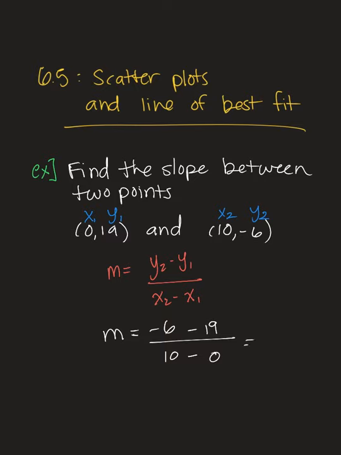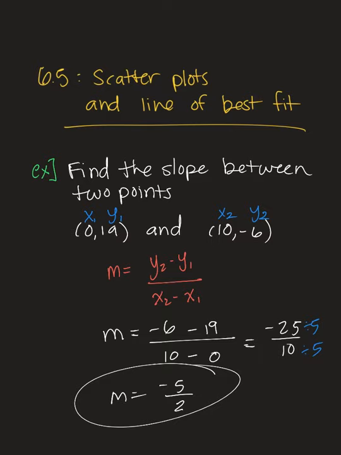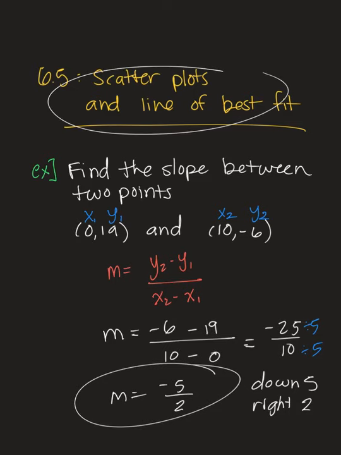So when we simplify that, we get -25 over 10, divided by 5 on the numerator and the denominator, giving us -5 over 2. So that is our slope. So remember that slope is rise over run. So we're going to actually go down 5 and then to the right 2. So keep that in mind because we're going to use that to do our line of best fit later.